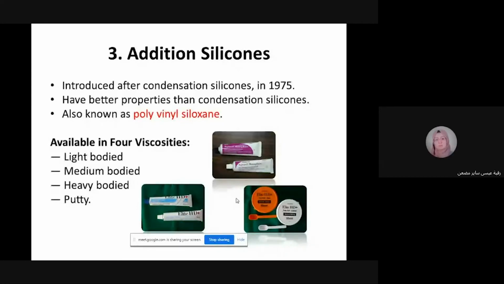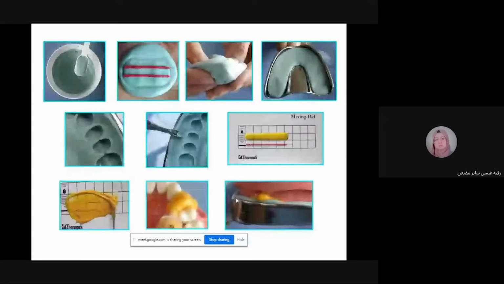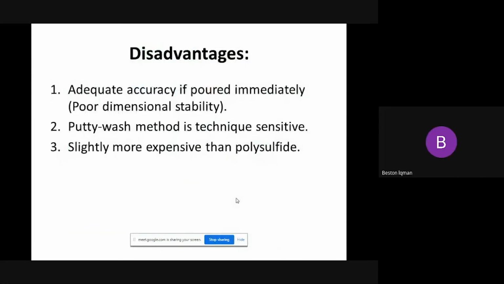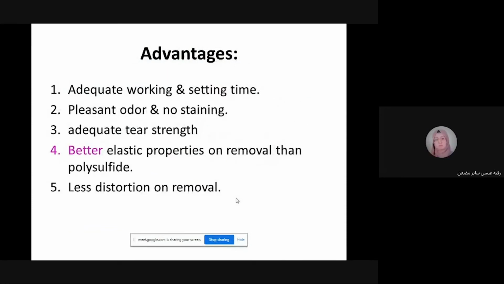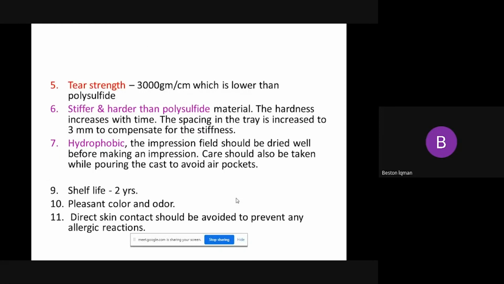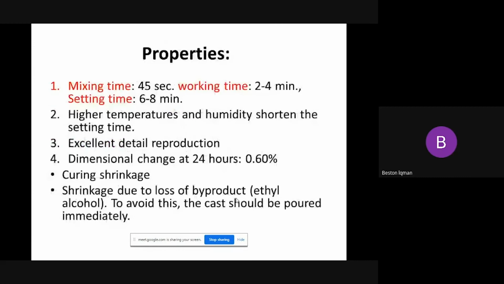Doctor, is everything clear? The dimensional change will be low. That's right, because the percentage is about 0.60%. Okay, so what will be low? The dimensional change is about 0.6. Okay, what's your question? It will be low dimensional change when compared to polysulfide.